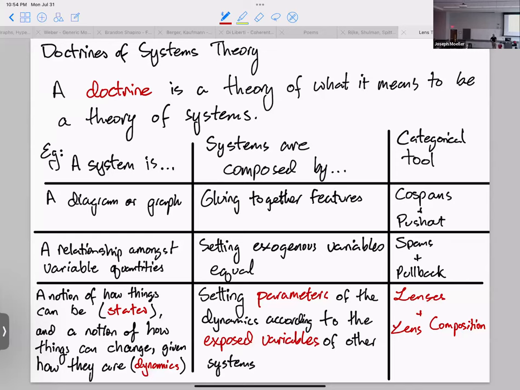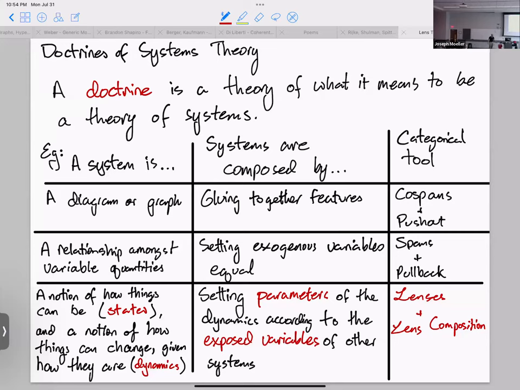Also, we have things like Port Hamiltonian graphs and Hamiltonian and Lagrangian systems, various other kinds of things. Almost everything has been called a system at some point. But they are generally organized, in my view, in three different ways. And as categorical systems theorists, we have three different mathematical technologies for dealing with these.